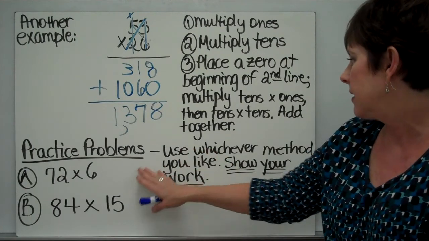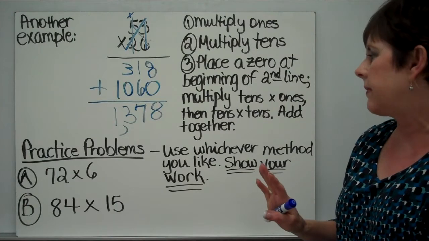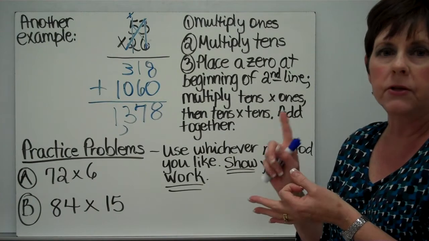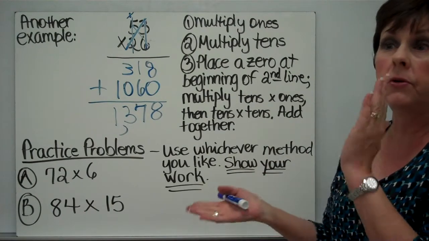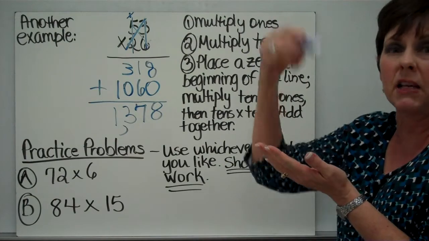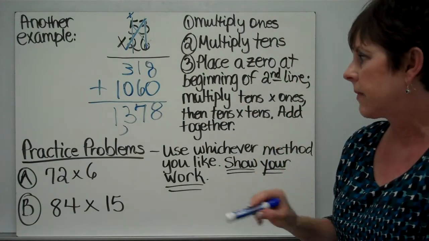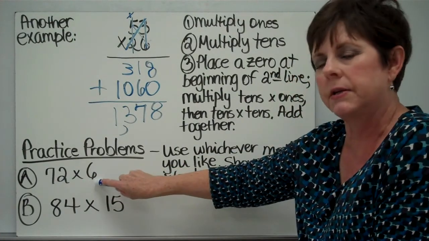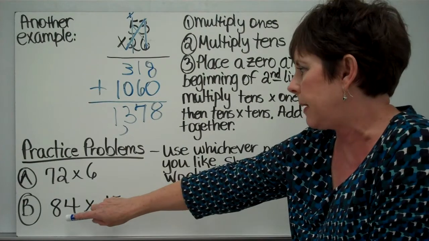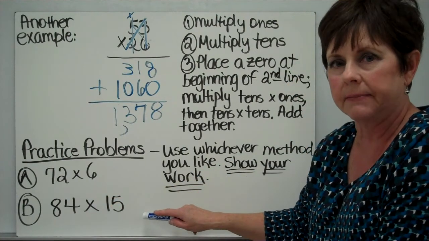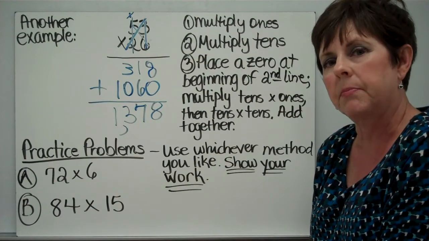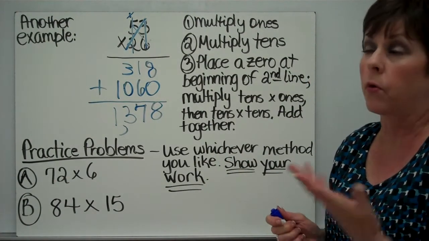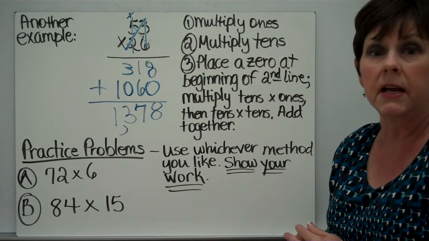Practice problems tonight. You may use whichever method that you like. You can use window, you can use the place value method, you can use the standard algorithm. If you want to, turn it over on the back and use the back because you might need more room than what's there for number 3. Letter A is 72 times 6. That's a 1-digit number you're multiplying by. And letter B is 84 times 15. That's a 2-digit number that you're multiplying by, okay? And like I said, if you need more space, turn it over in the back and do that, or use a piece of notebook paper and we'll staple it together the next day.